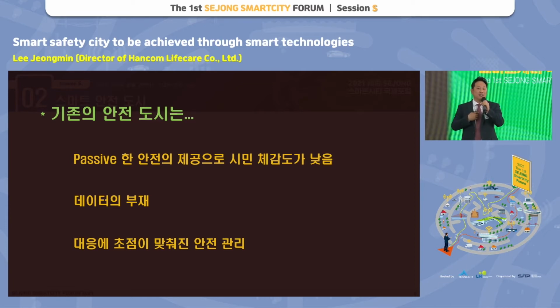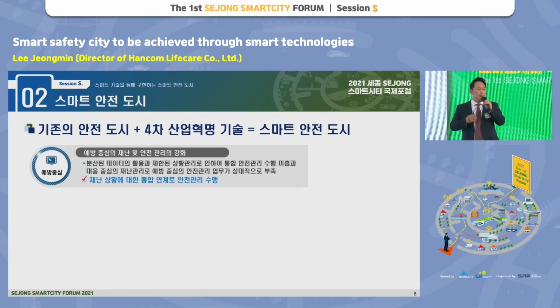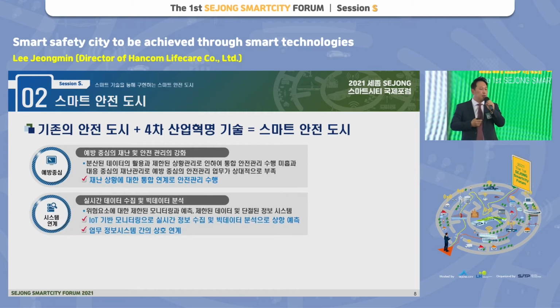And also, in the existing safe city, you are not able to get sufficient data about safety. Since you don't collect data about safety, you just focus on responding to the risks. A smart safe city is different from the existing ones. We are combining and fusing smart technology for safety. So our system is transforming from response to predictive measures.